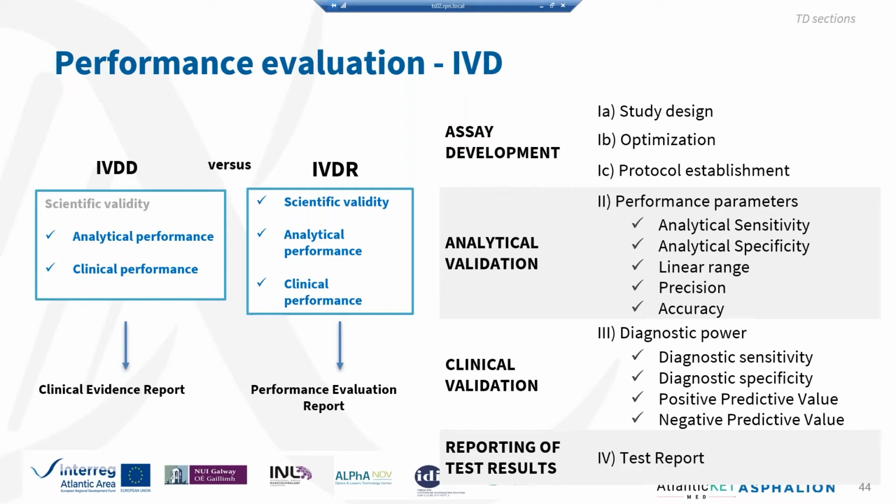Okay. So first we will focus on the assay development. We will perform a study design, the optimization, and the protocol establishment. Then we'll go on to this analytical validation, which is the second step, where we will analyze the sensitivity, the specificity, its linear range, the precision of this biomarker, the accuracy. These are all things that have to be properly validated.